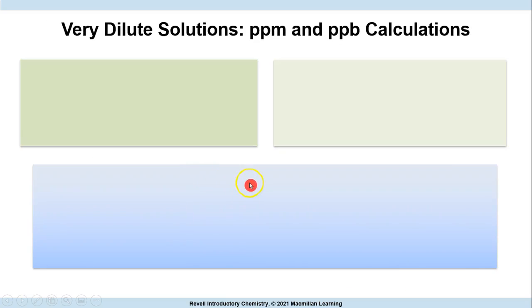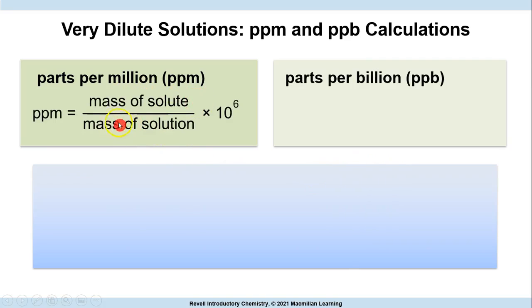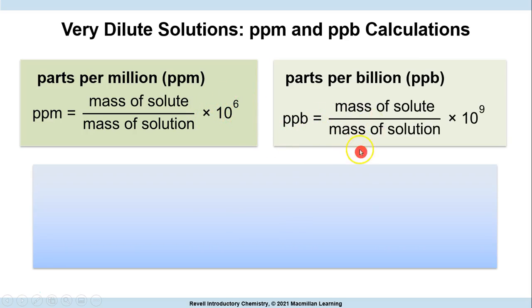Now, let's see how we can actually carry out the calculations involving parts per million and parts per billion. So for parts per million, it is the mass of the solute divided by the mass of the solution times 10⁶ parts per million. So this is where the per million comes in. And for the parts per billion, it is the mass of the solute divided by the mass of the solution times 10⁹. So this is a billion, this is a million.